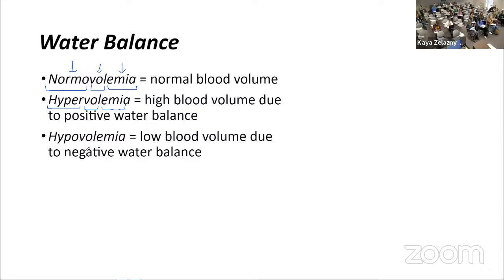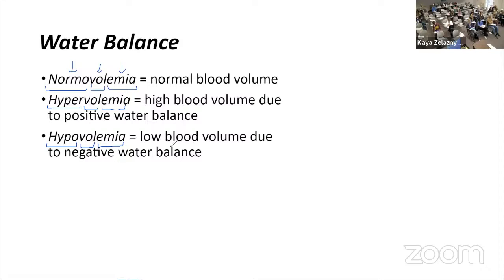Opposite would be hypovolemia. So hypo meaning low, low volume of blood. That's how we would read this word. So this could happen due to negative water balance. So you are losing too much fluid for whatever reason compared to your inputs. So my example that I was giving you while we were looking at that diagram was about if you're not drinking any water, but you still have this minimum necessary water loss. But you could also think about hemorrhage or sweating a ton, right? Anything that gives you a really big output of water would also cause this.